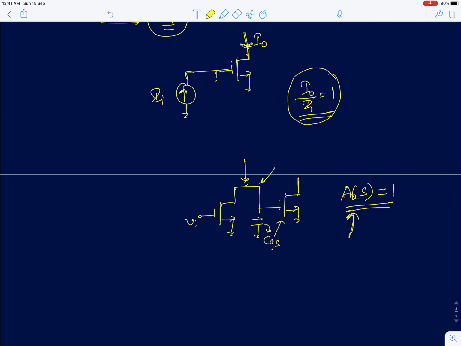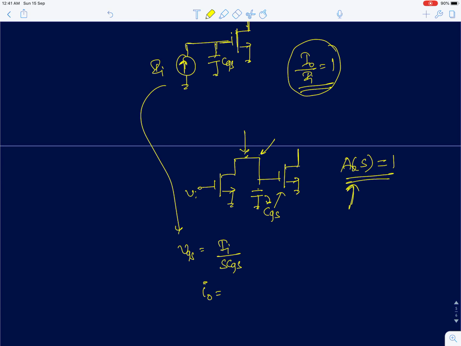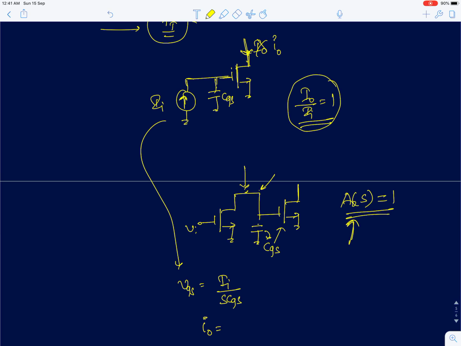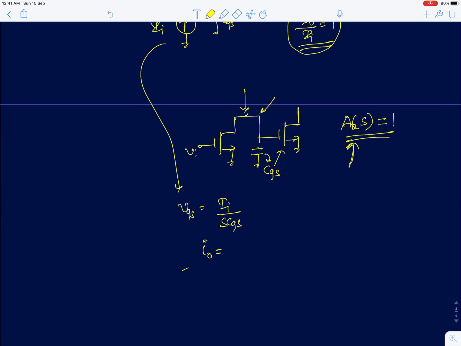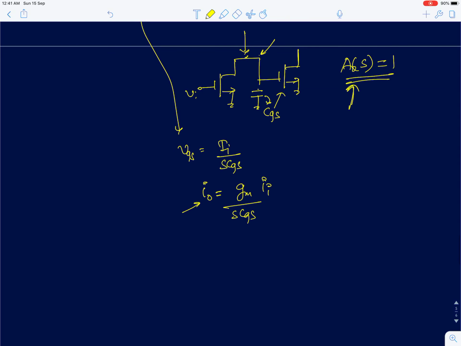For the MOSFET, I am going to assume there is an input capacitance CGS. So the signal VGS, writing it for this circuit, is Ii upon SCGS. And the output small signal current, I naught, will be GM into VGS, which is GM Ii by SCGS. Now I am going to call this beta of S, a frequency dependent current gain for a MOSFET, which is GM upon SCGS.